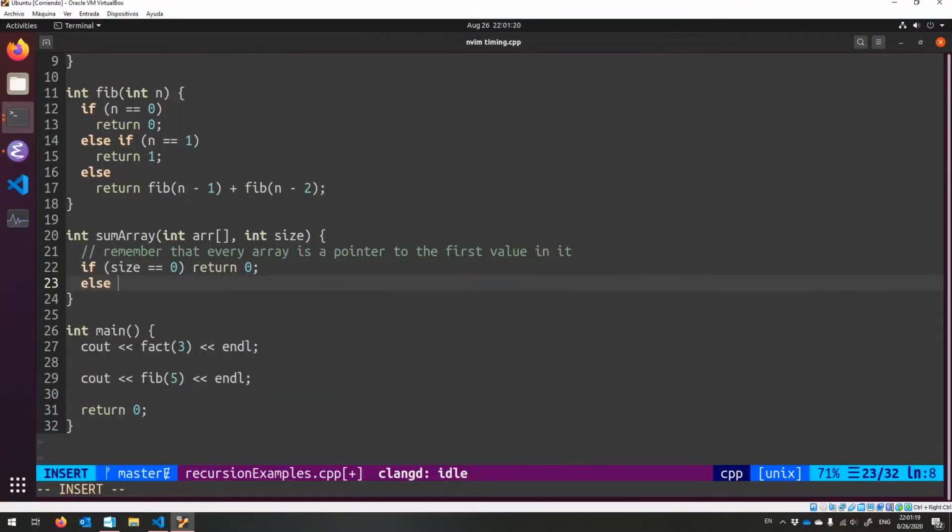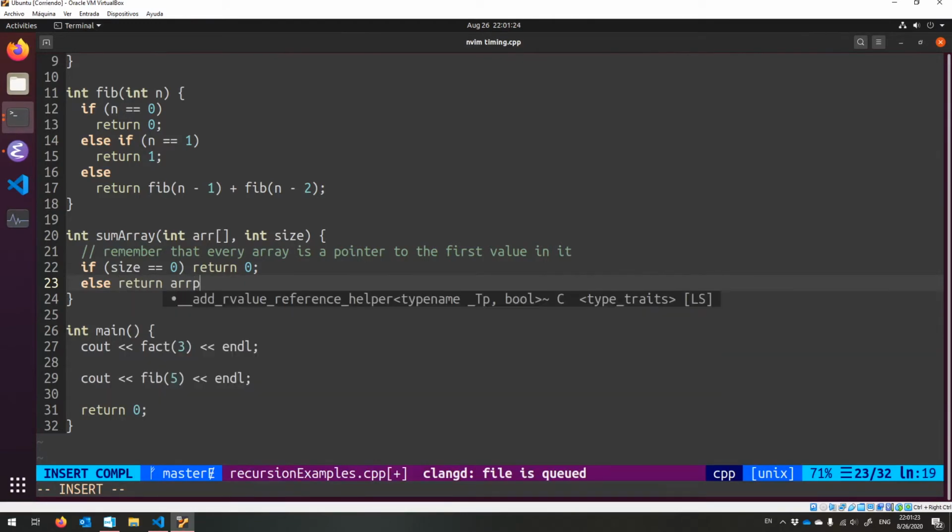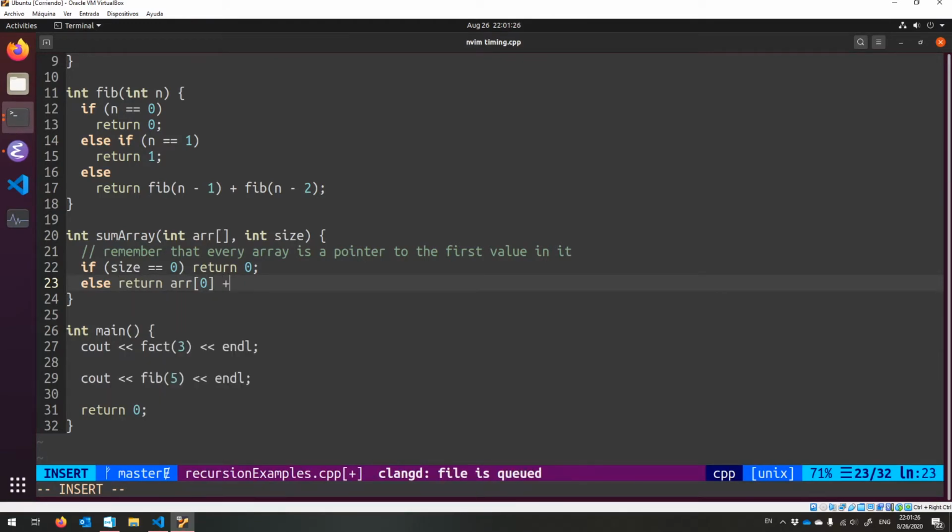Else, size is not 0. I will return array of 0, so my first element, plus the sum of ARR plus 1, size minus 1. So this is a bit fancy. Don't worry, it's called pointer arithmetic. I don't think I'll ever ask you to remember it.